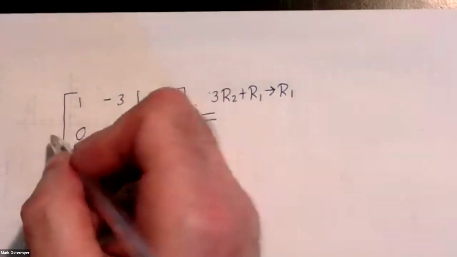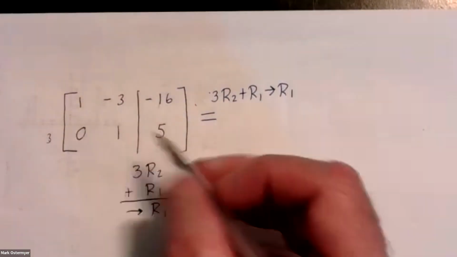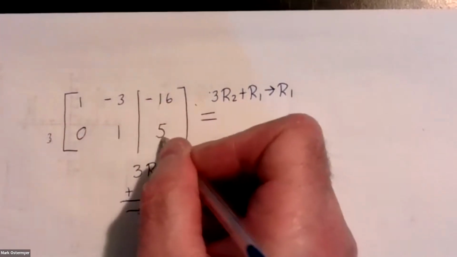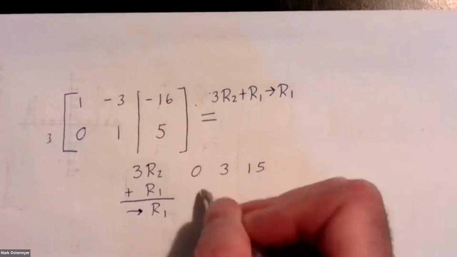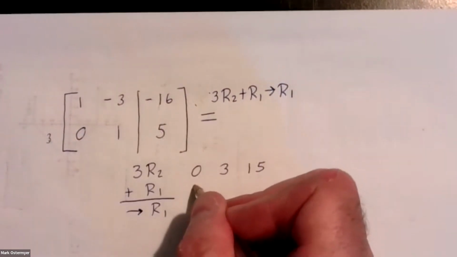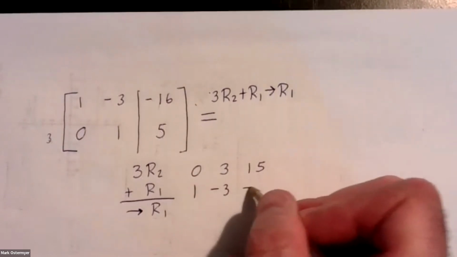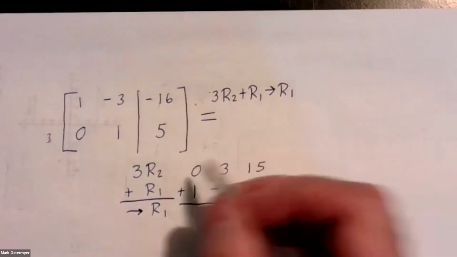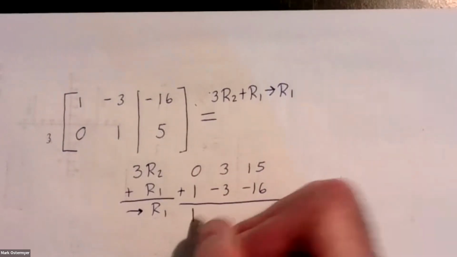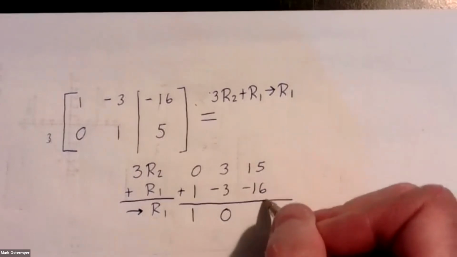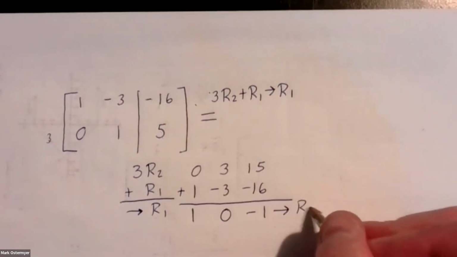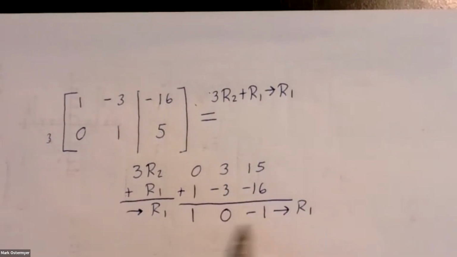What's 3 times row 2's entries? 3 times 0 is 0. 3 times 1 is 3. 3 times 5 is 15. Slide row 1 underneath here: 1, -3, -16. Now add these entries together. Hence we get 1, 0, and -1. Ladies and gentlemen, this is your brand new row 1. Brand new equivalent row 1.